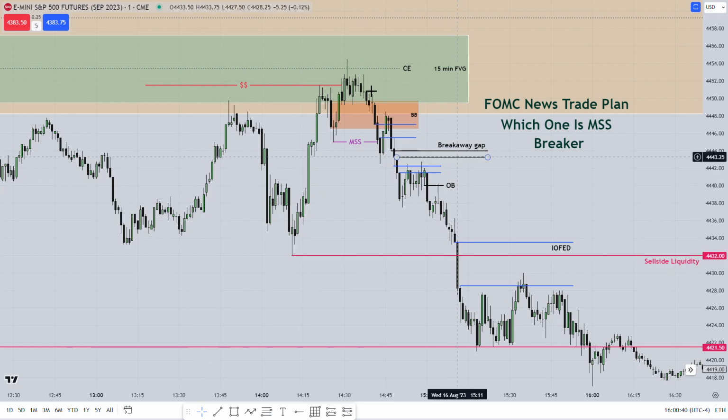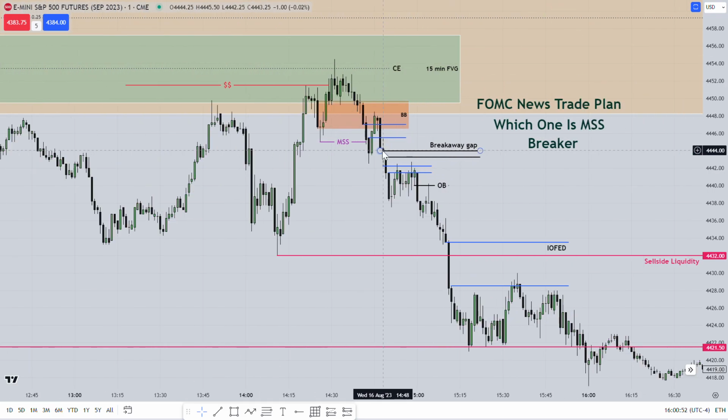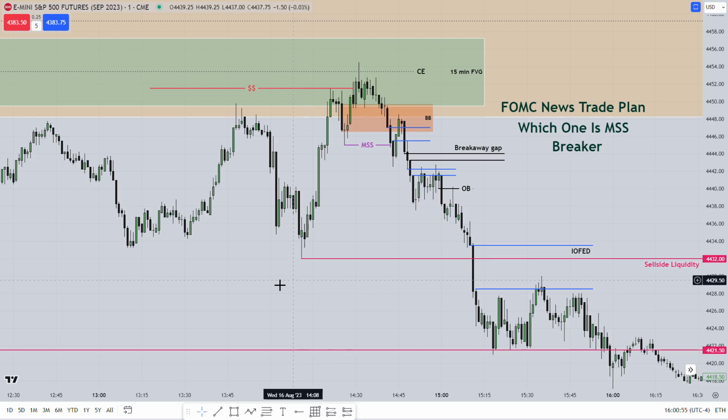And this is the 1 minute time frame. This is the 15-minute fair value gap. You see this fair value gap. You can say this is the I fair value gap. This is the consequent encroachment of that I fair value gap.